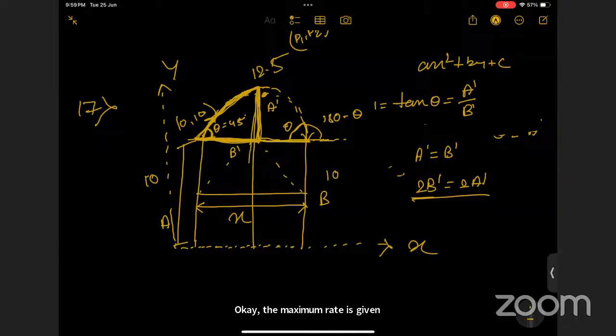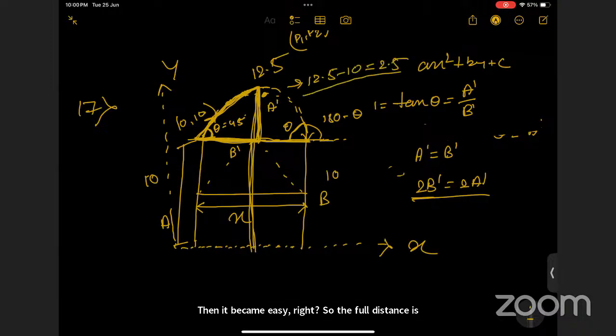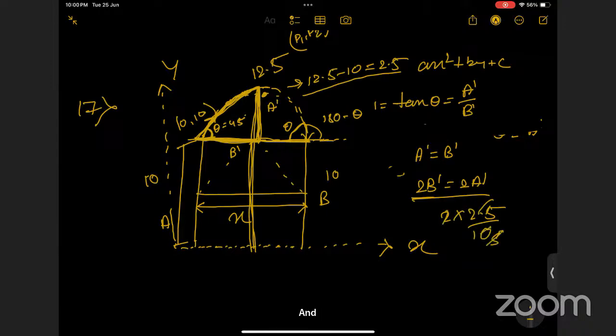So the full distance is 12.5 and this distance is 10. So this distance will be 12.5 minus 10. This is 2.5, right? And if we multiply 2 into 2.5, then we can get 5. Just 5. So the distance is 2 into 2.5, which is 5. So is it the answer?